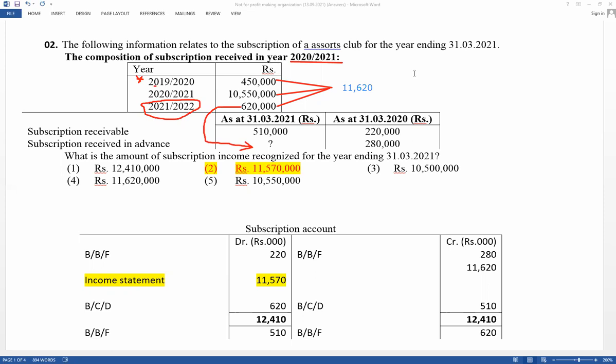How to prepare income statement, how to calculate accumulated fund, how to prepare subscription income, how to record donation, all the parts are available in question number fourth one. Question number 5. Question number fourth one I will discuss later. I think about question number 5.